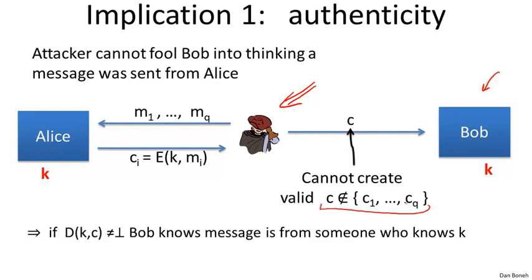And what this means is, when Bob receives a ciphertext that decrypts correctly under the decryption algorithm, he knows that the message must have come from someone who knows the secret key K. In particular, if Alice is the only one who knows K, then he knows the ciphertext really did come from Alice, and it's not some modification that was sent by the attacker.